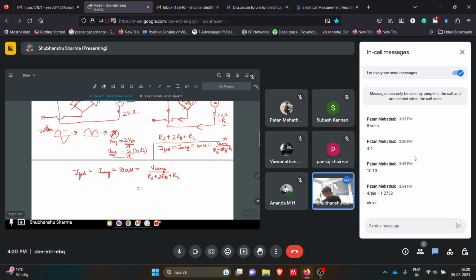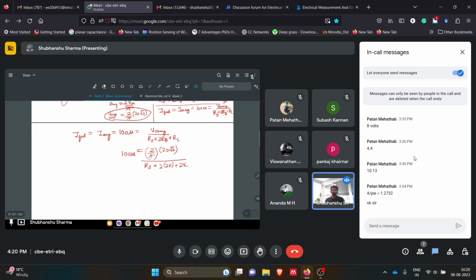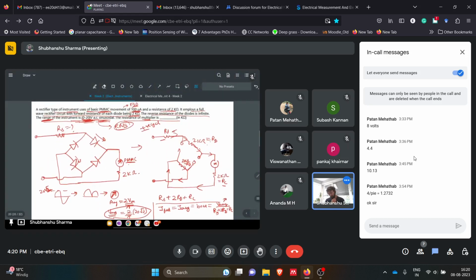So what is V average of a sinusoidal full wave rectified signal? It is 2 by pi times 20 root 2 divided by RS, we don't know, RD we know that is 2 kilo, RC we know, that is 2 kilo, and 100 micro. So now it's very easy to solve this thing. So we'll get RS as 174 kilo ohms. Okay, so these type of questions are also very common.